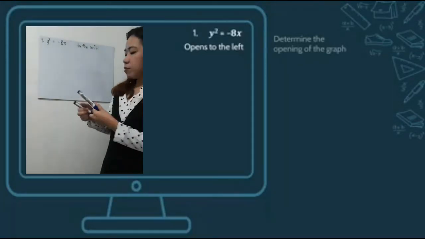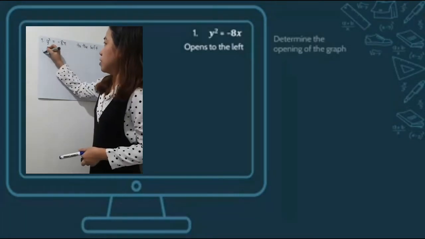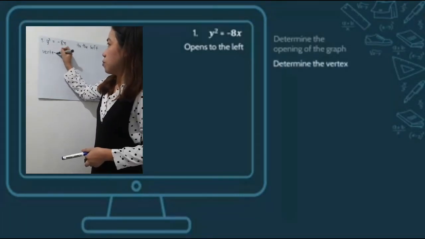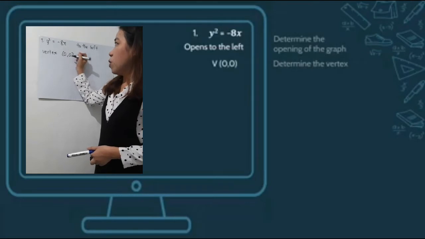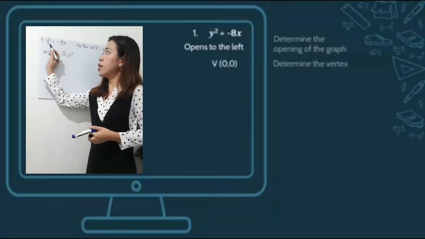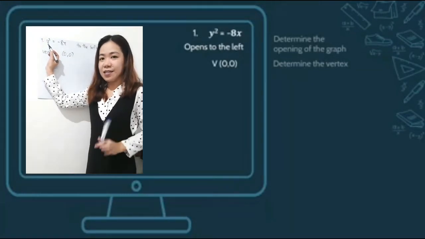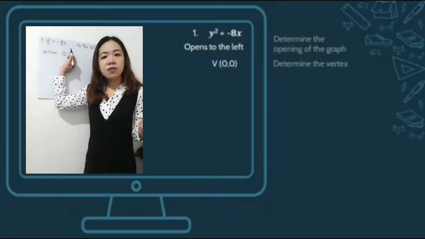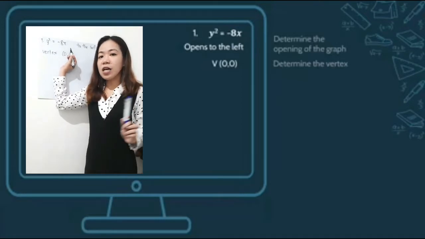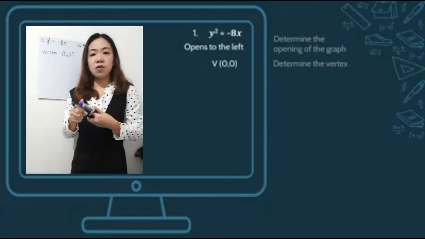Okay, now what about the vertex? The vertex is at the origin (0, 0). Why? We follow the form. If it's in the simpler form, we can't see any k in here with the y, and we can't see any h in here with the x. That means it's (0, 0).